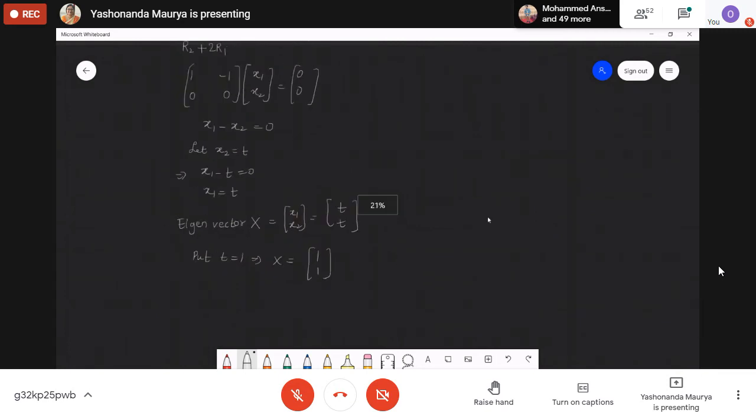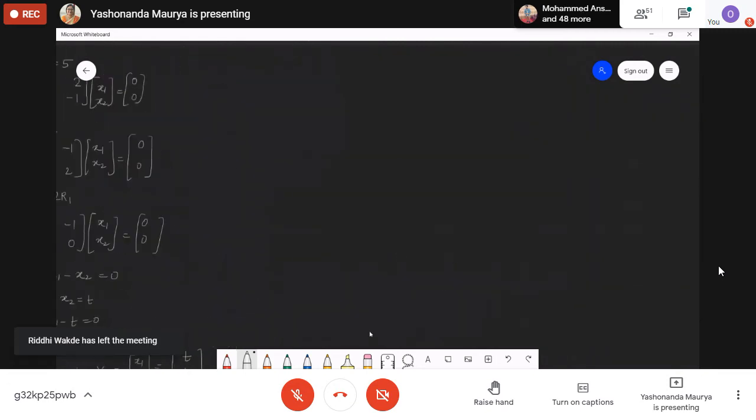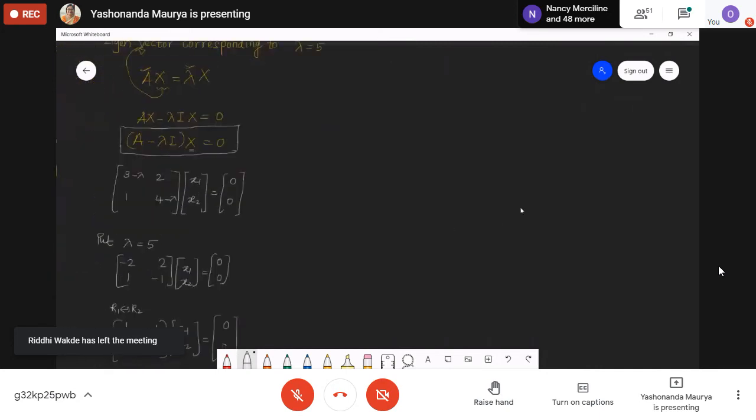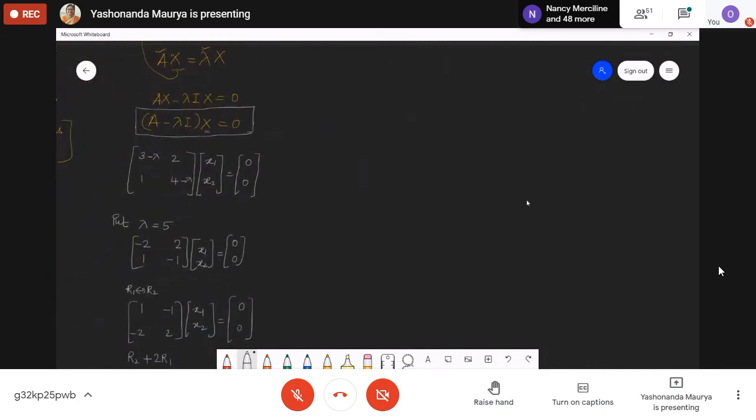Now repeating the procedure for lambda equal to 2, because that was the other eigenvalue. So now we'll put lambda is equal to 2. Therefore, what will be this expression? Okay, so we are finding the eigenvector corresponding to lambda is equal to 2.